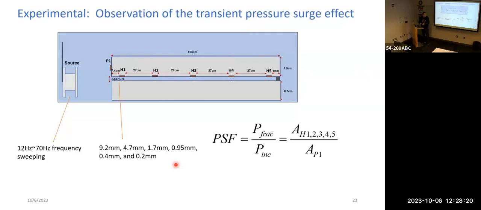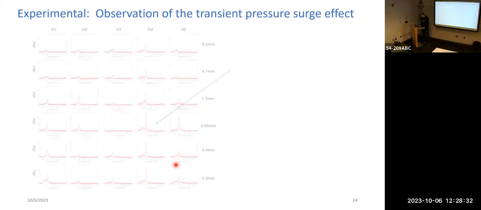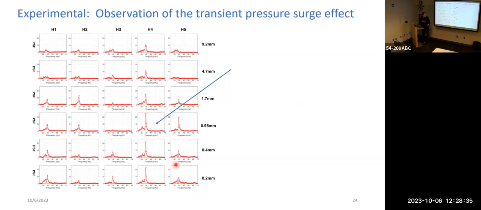And to quantify how much pressure is amplified in the fracture, we define the pressure surge factor. That is the pressure measured in the fracture to the incident wave pressure. And here is the pressure surge factor in the frequency domain. We did a single frequency sweeping and got the maximum amplitude, and took the ratio of H1 to H5, that is the sensors in the fracture, to the P1, that is the sensor outside of the model to measure the incident wave.